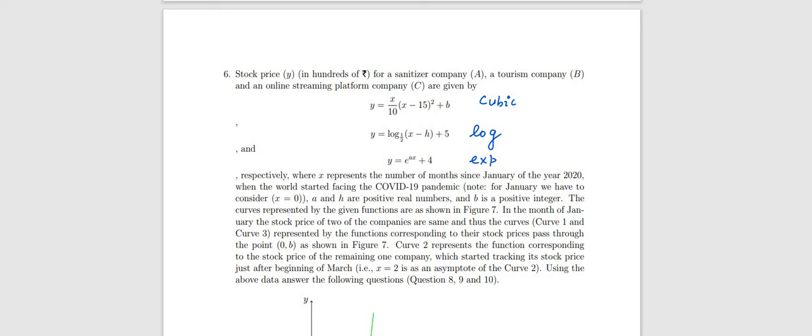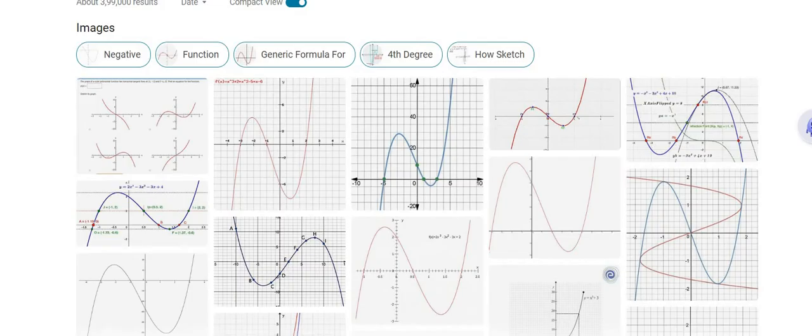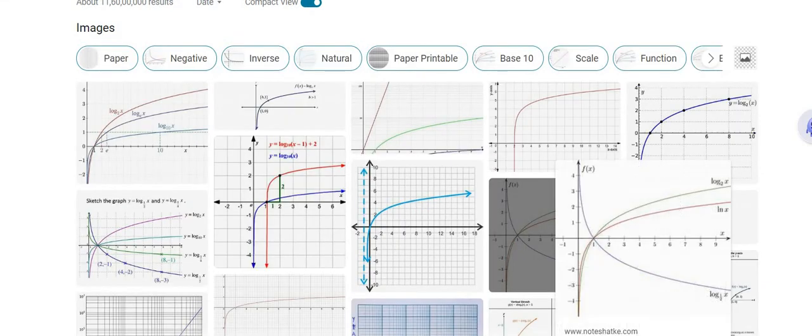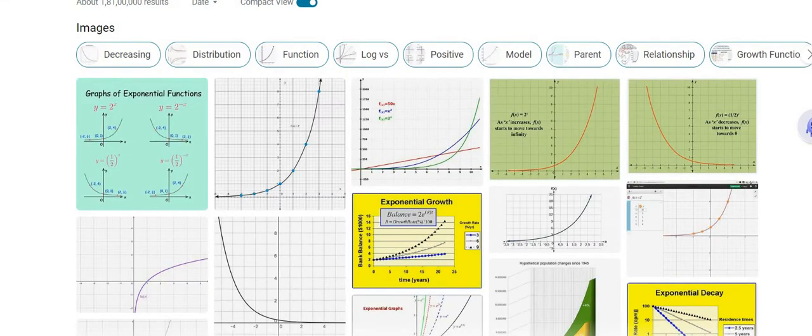Before solving this question, let me give you a brief idea of how these functions exactly look. If you look at the cubic polynomial, you'll always find that this kind of curve or graph is represented. Now moving on to logarithm, you will find this type of curve if the equation is logarithmic. And this graph you will find when you have an exponential equation.